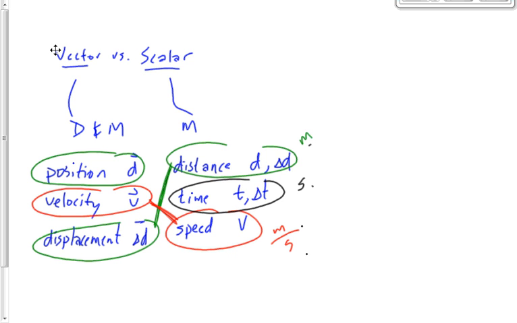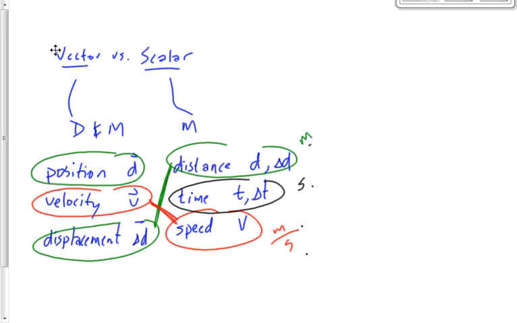Let's go with Jordan on this one. When are distance and displacement the same value? When are they not the same value? Okay, we need a little bit more than that, right? Okay, good. And when you change direction, they're different, right?